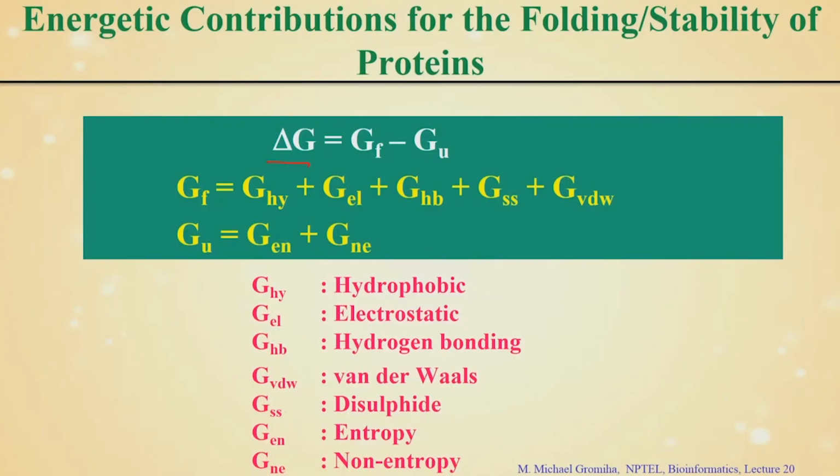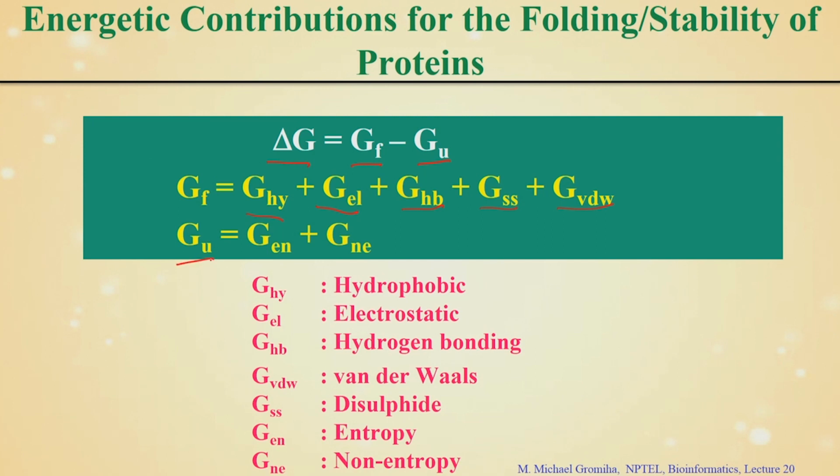So, as we discussed earlier, what is delta G? This is the free energy difference between the folded state and the unfolded state. So, you can see the folded state and you can see the unfolded state. What are the contributions of the folded state? This is mainly enthalpy of the system, from different interactions. What are the interactions? GHY, hydrophobic free energy, EL electrostatic free energy, HB hydrogen bonding free energy, disulfide bonding free energy, and you can see van der Waals free energy. These are all due to the folded state.